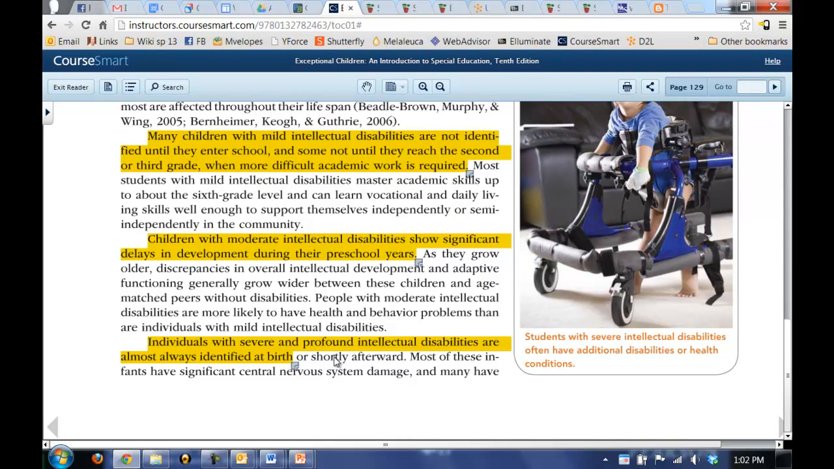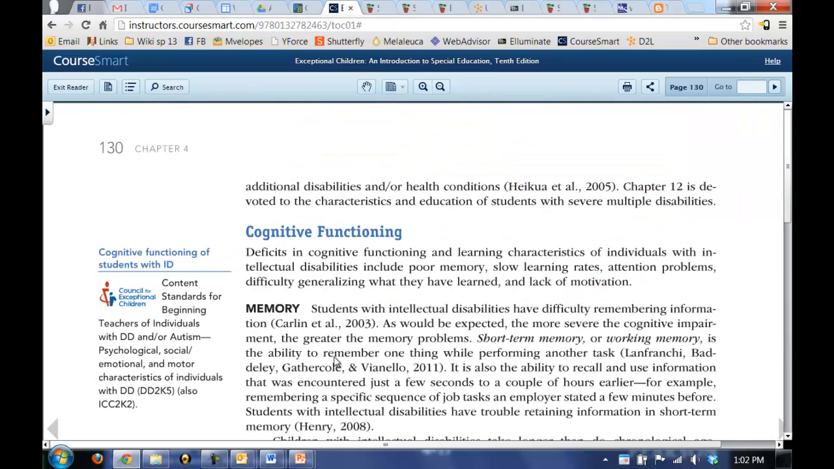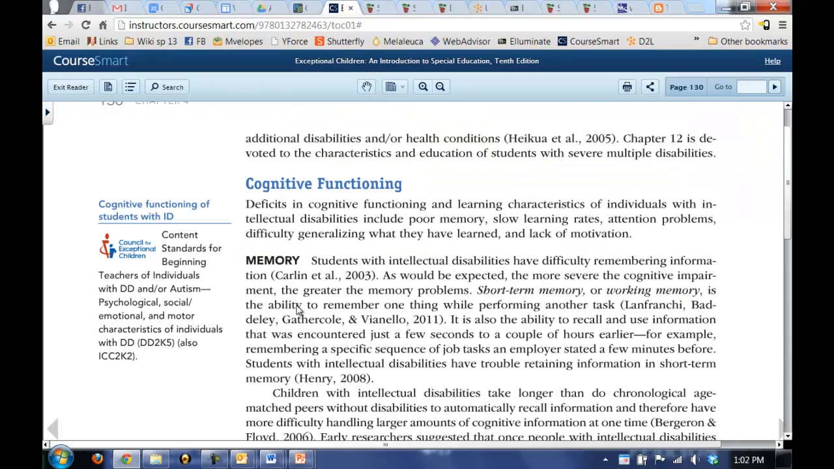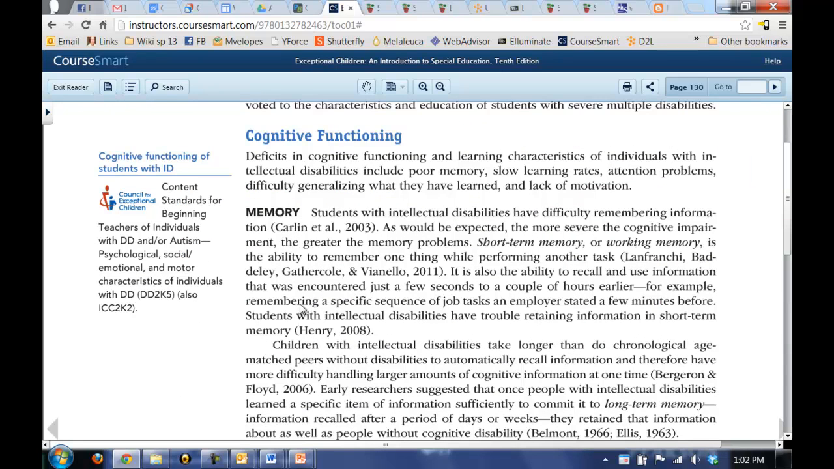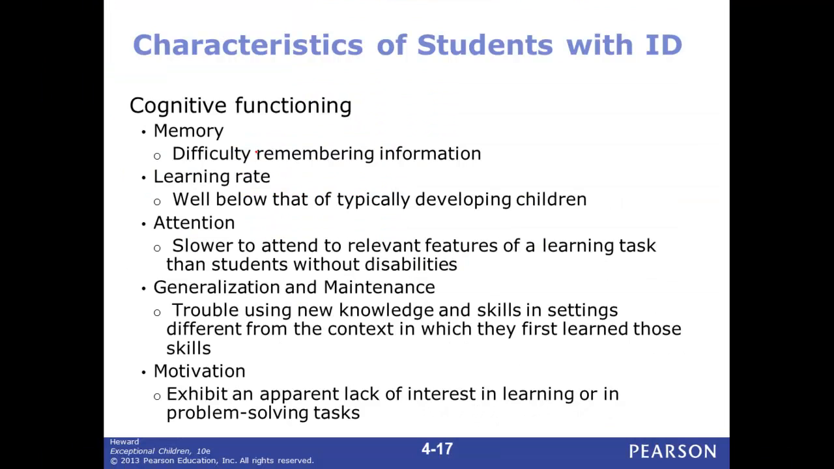Okay, we're not quite ready for that. So there's cognitive functioning. So what about the cognitive functioning? Well, memory, difficulty remembering information, and then learning rate, and then attention, slower to attend to relevant things, generalization and maintenance, trouble using new knowledge and skills in different settings, and then motivation, an apparent lack of interest in learning.